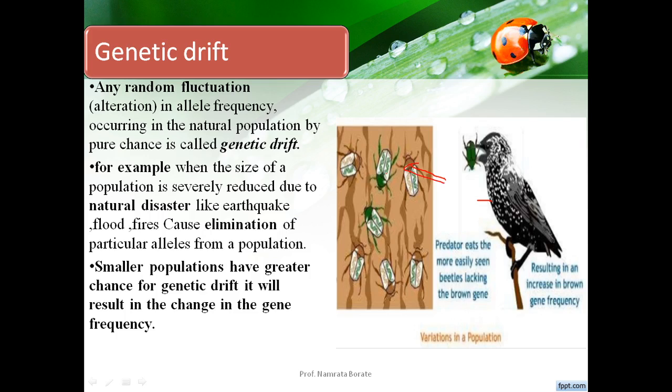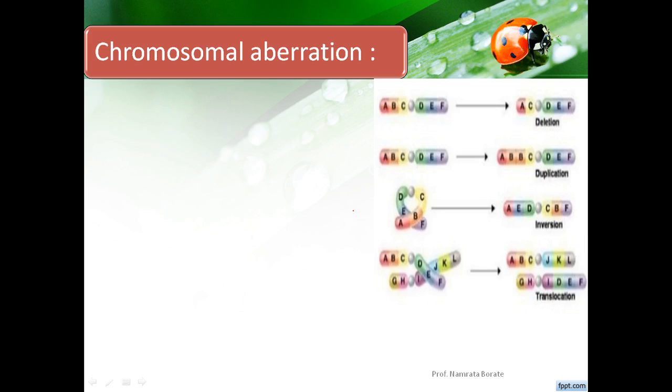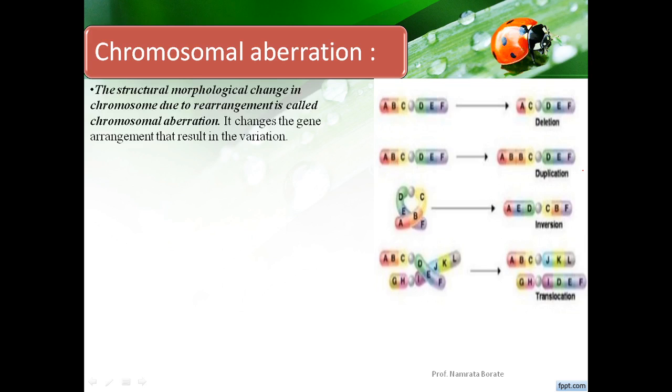The next one is chromosomal aberration. Chromosomal aberration means a structural and morphological change in the chromosome due to rearrangement. It occurs due to either deletion, duplication, inversion, or translocation. The first phenomenon is deletion.